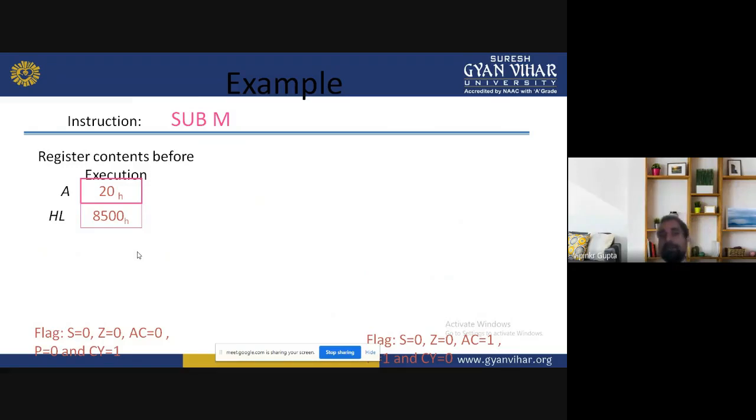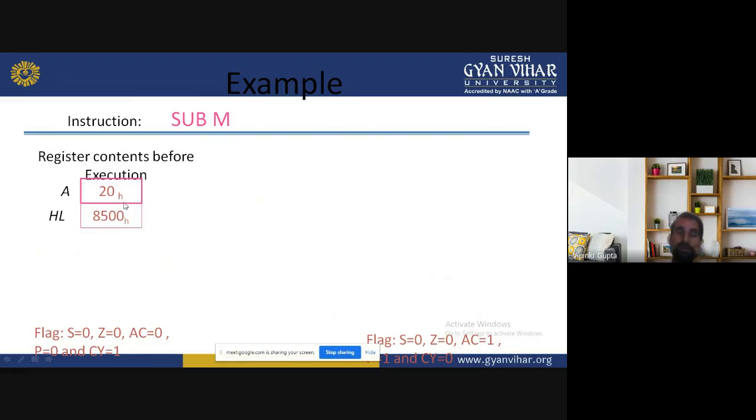For the first example, I will take the first instruction, SUB M. SUB M means the accumulator data will be subtracted by the memory data. Where is the memory data? Memory will be fetched through the HL pair. Whatever data the HL pair has will work as a memory address. So suppose that A is having 20H.